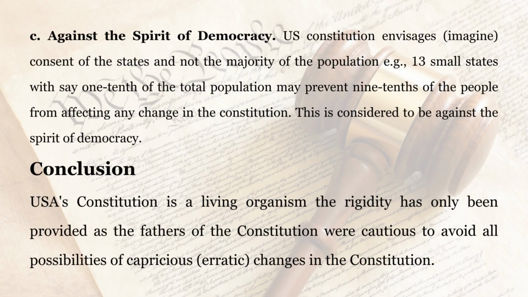C. Against the spirit of democracy. The U.S. Constitution envisages the consent of the states and not the majority of the population. For example, 13 small states with say 1/10 of the total population may prevent 9/10 of the people from effecting any change in the Constitution. This is considered to be against the spirit of democracy.